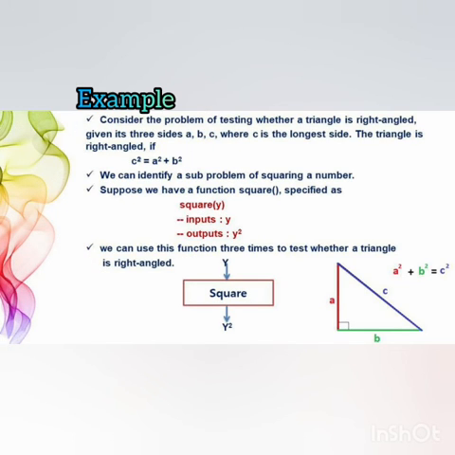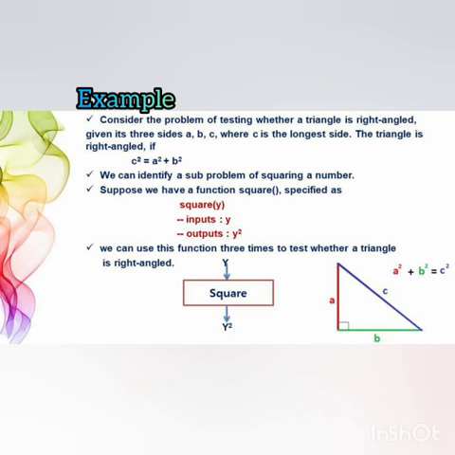Now, let's see an example. Consider the problem of testing whether a triangle is right-angled or not. Here we have three sides A, B and C, where C is the longest side. Then the triangle is right-angled if we have the Pythagoras formula, that is C square is equal to A square plus B square. So we can take square as the function. Then the function is specified as square of y. Here square is the name of the function and y is the input variable. Then the input property is double hyphen inputs: y. Then the output property is double hyphen outputs: y square.